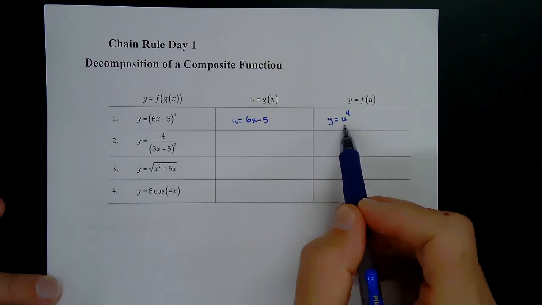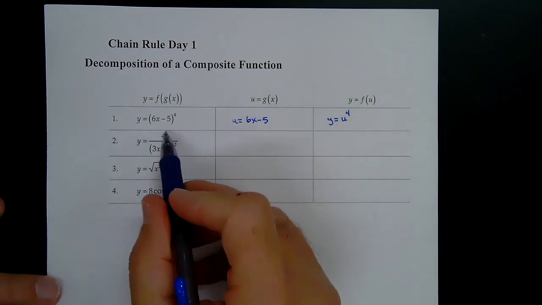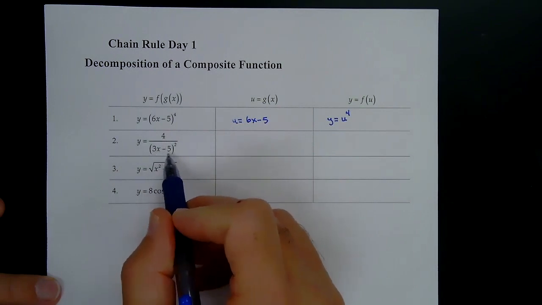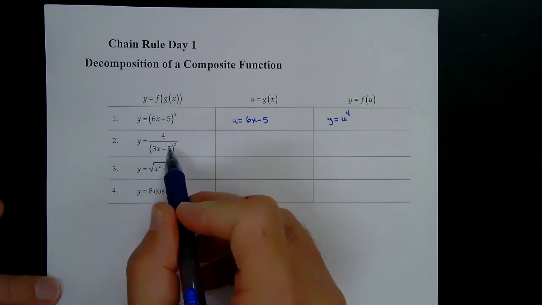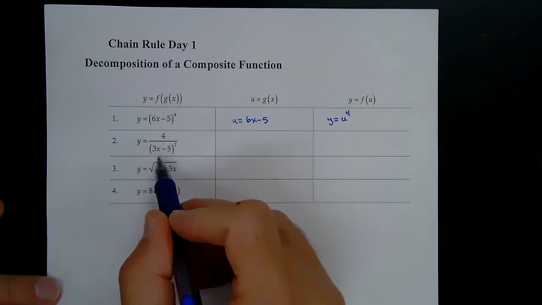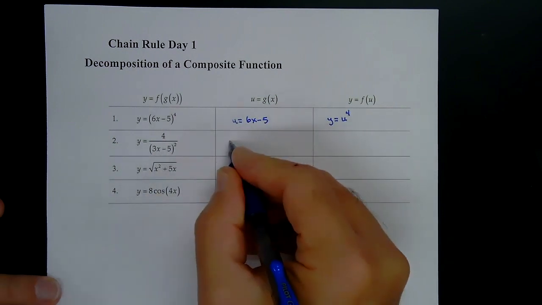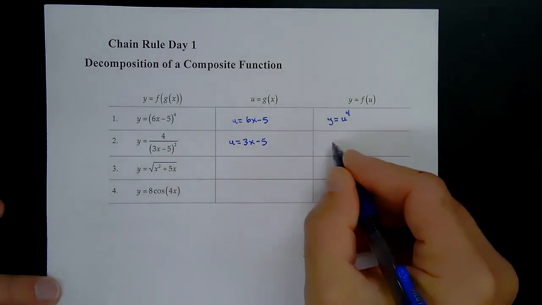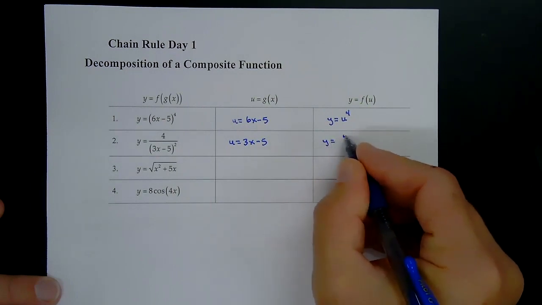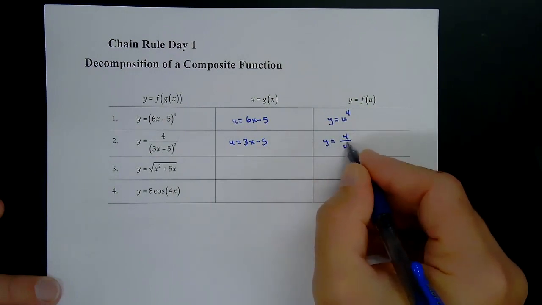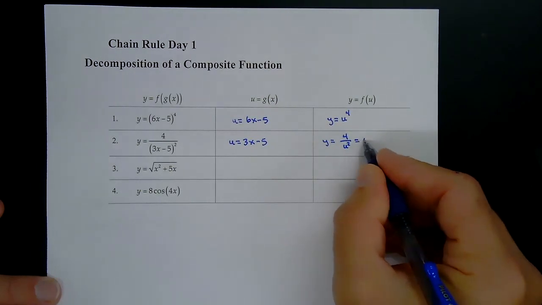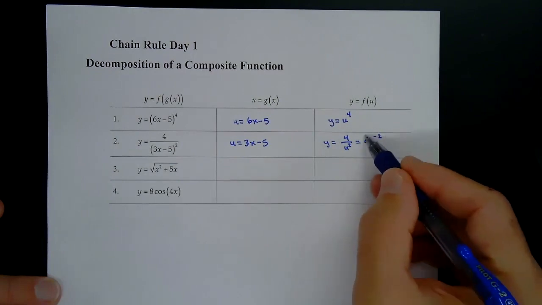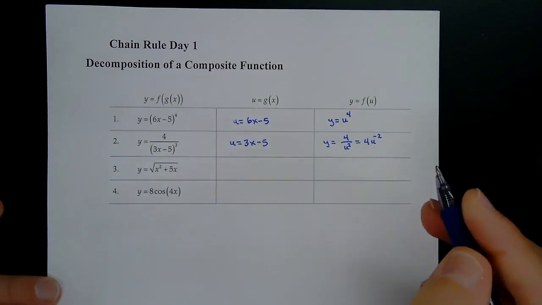Because this just becomes the power rule. This one right here is 4 over, and inside this we have 3x minus 5 squared. We're going to let u be this inside function. So we're going to let u equal 3x minus 5, and that makes y become 4 over u squared, which we can then rewrite as 4u to the negative 2 power, and now we're able to use the power rule to take the derivative of that.